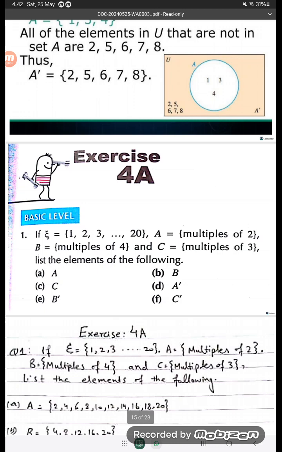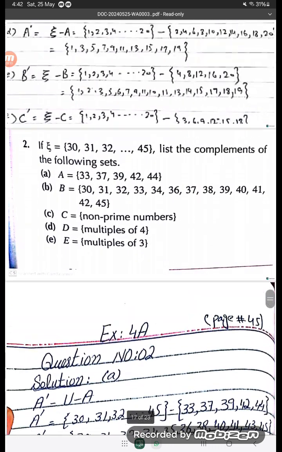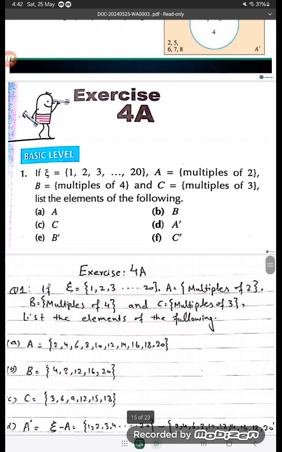Today we will learn question number 1, 2 and 3. Exercise 4A, page number 45. Question number 1. If the universal set is 1, 2, 3 to 20, and set A is the multiples of 2, set B the multiples of 4 and set C the multiples of 3, list the elements of the following.